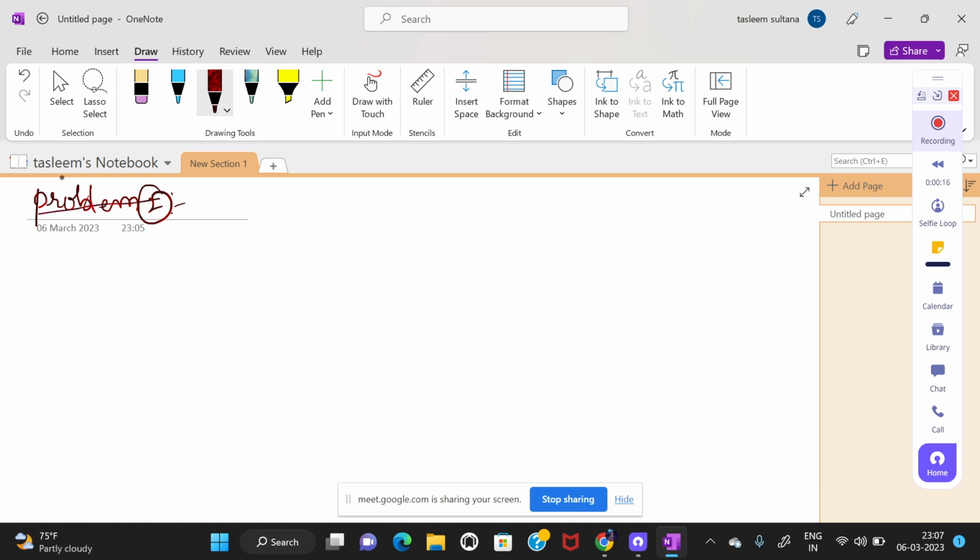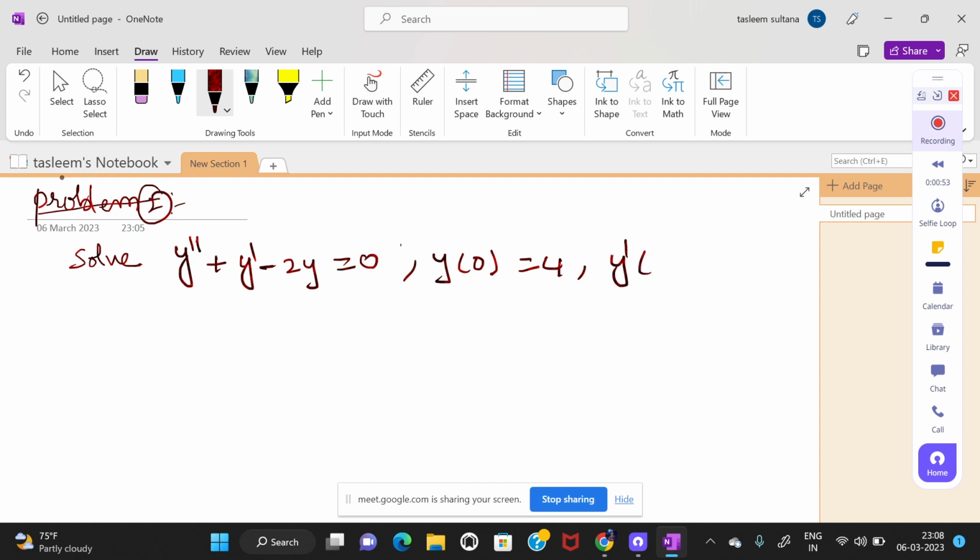Today's problem, you take down, that is, solve y double dash plus y dash minus 2y is equals to 0, where they have given the condition y of 0 is equals to 4, y dash of 0 is equals to 1.